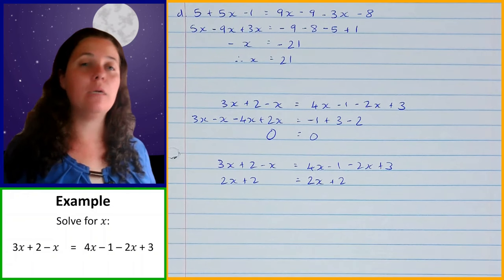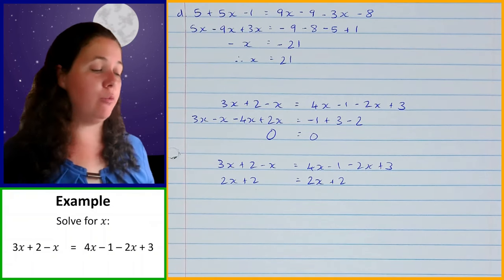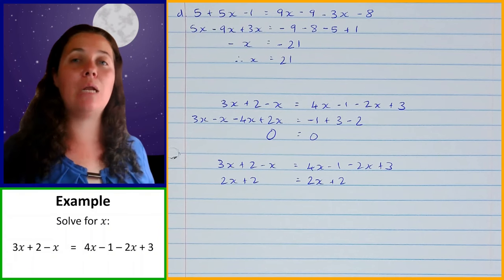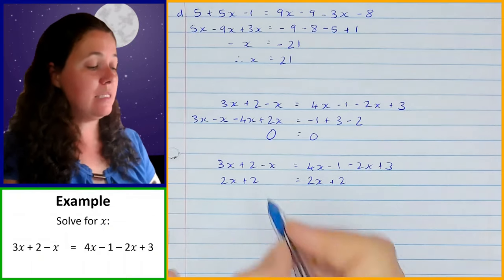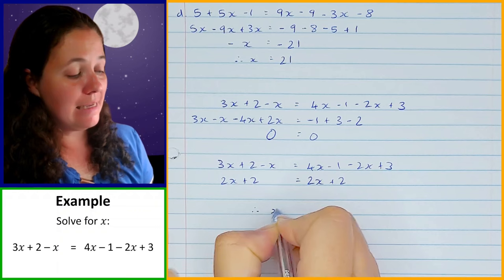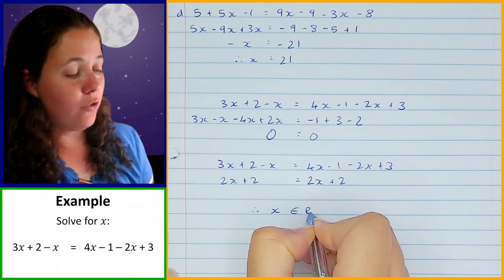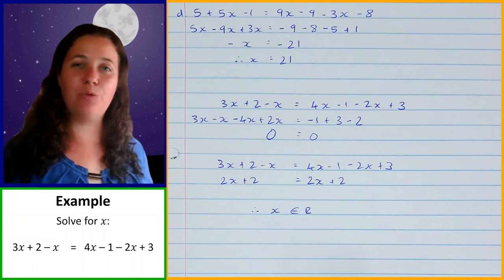X could be 1 and it would be true. X could be 5 and it would be true. X could be 100 and it would be true. X could be negative 10 and it would be true. It doesn't matter what x is. X can be anything, which means that our answer for this one is therefore x is an element of real numbers. It can be any real number and it will be true.